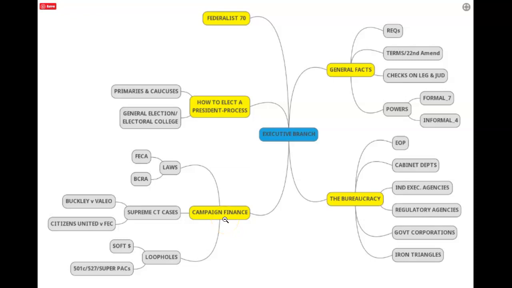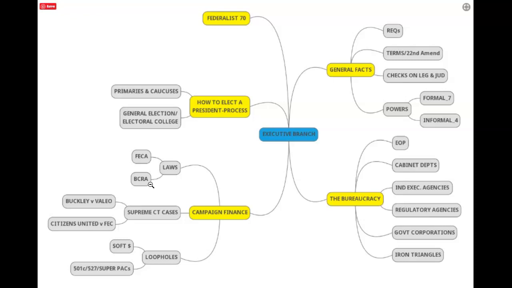that surround how you run. And really, the whole campaign finance section is broken up into 3 little mini parts. You need to know the 2 laws, the 2 Supreme Court cases, and the 2 sets of loopholes. So for the laws, you need to know the 5 things that FECA did. And so make sure you go over those notes and review those. And then you need to know what the BCRA or McCain-Feingold did, and there were 3 things for that.